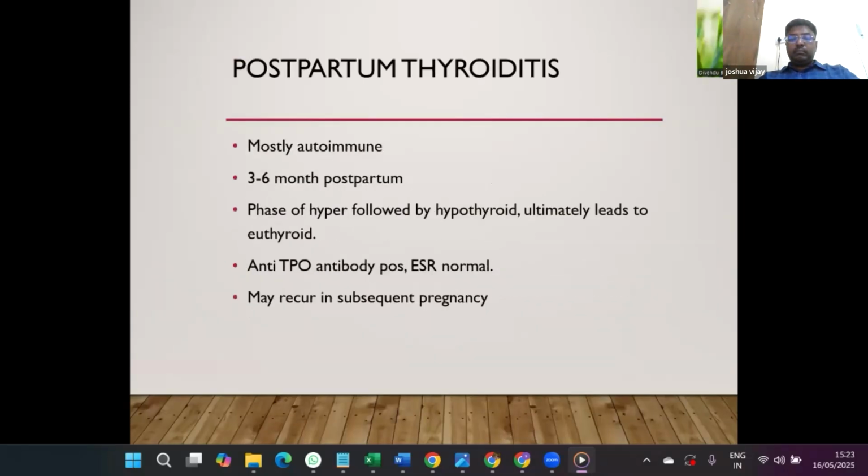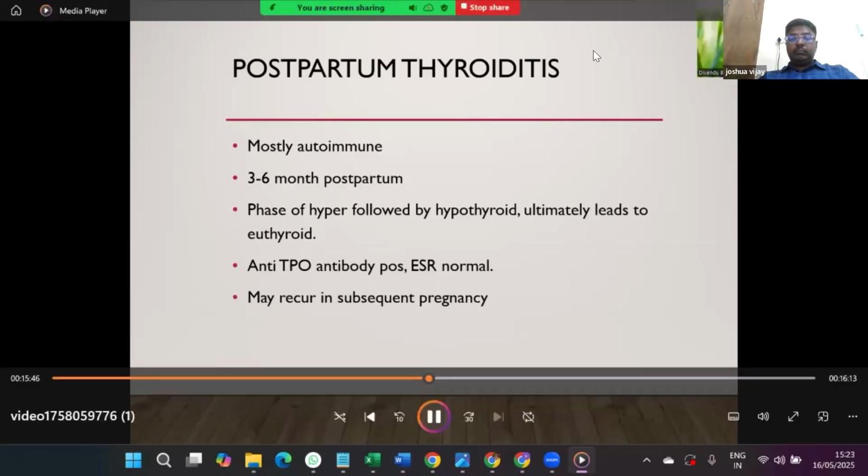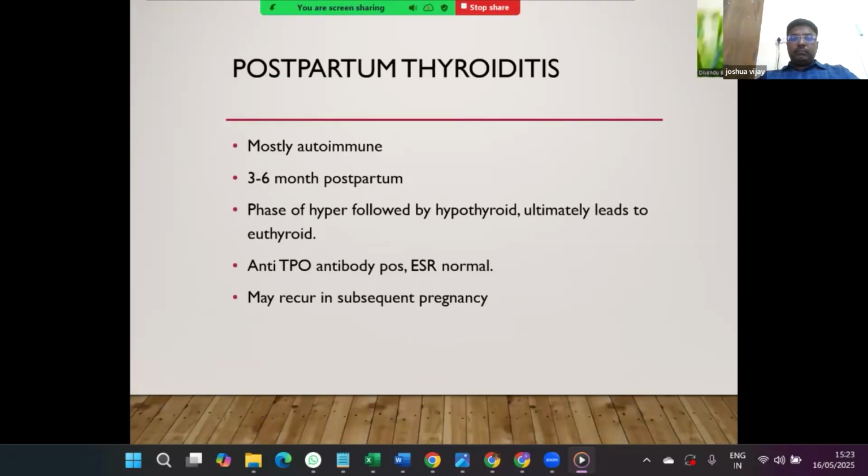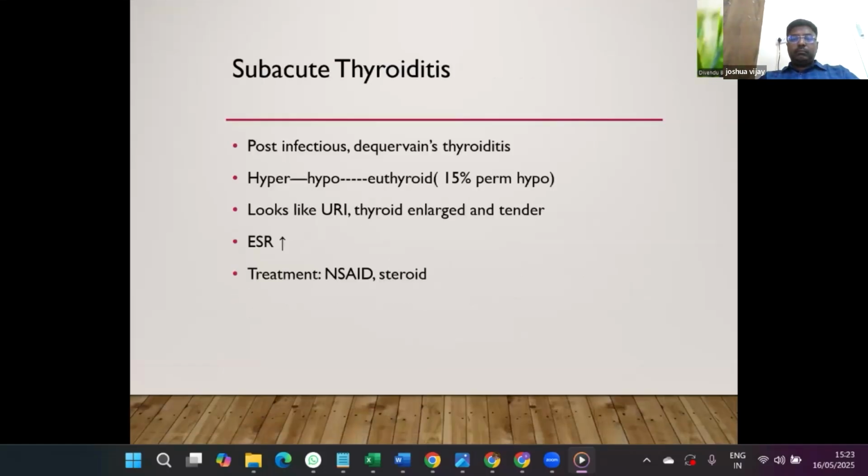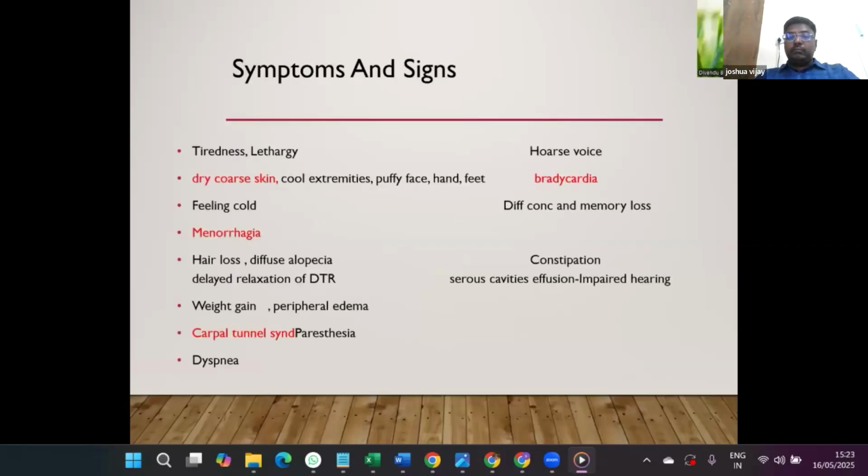Postpartum thyroiditis, a few words: it is mostly autoimmune. It occurs mostly 3 to 6 months postpartum. It has phases like hyperthyroidism followed by hypothyroidism and ultimately euthyroidism. Mostly the patients are anti-TPO antibody positive and ESR is normal. Subacute thyroiditis is mostly post-infectious, also known as de Quervain thyroiditis. Again, the same phases occur: hyper, hypo, and euthyroid. 15% can turn to hypothyroidism. It looks like a URI. The patient will complain of pain in the throat, and many times it is mixed with the URI symptoms. ESR will be increased. Treatment is symptomatic with NSAIDs and steroids.